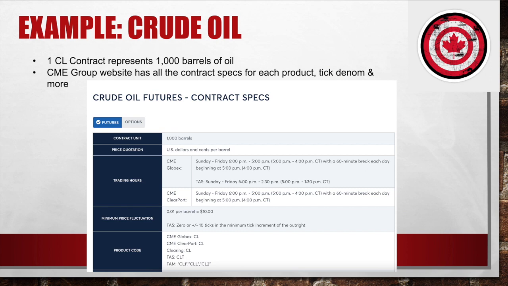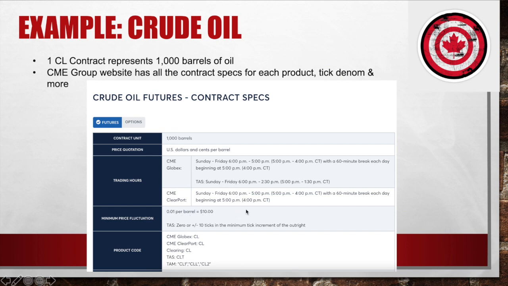Just search for crude oil contract specs CME Group. You will find this. I put a copy paste here of the website. You'll see here it'll show what the contract unit is. One CL contract represents 1,000 barrels of oil. It'll also say other important information here: 1 cent per barrel equals $10.